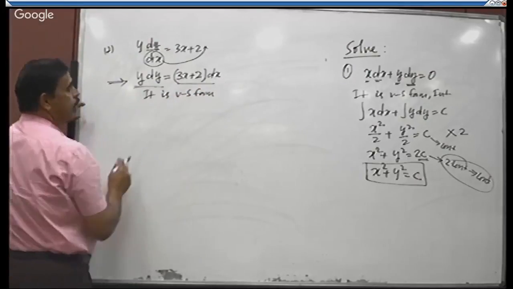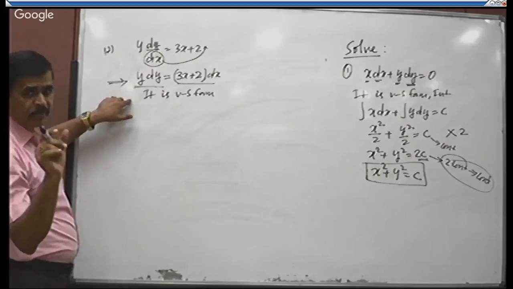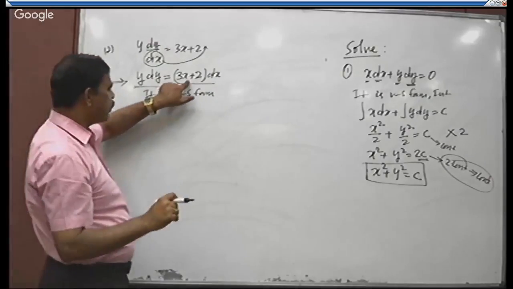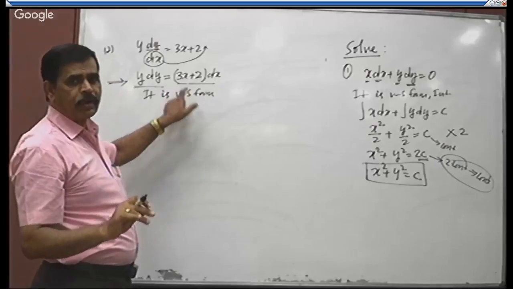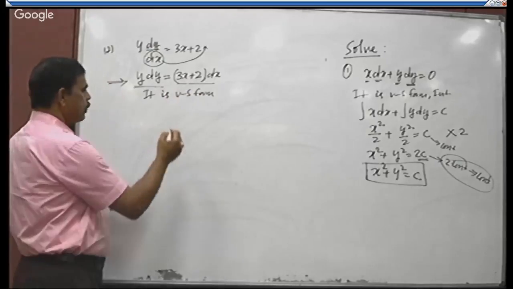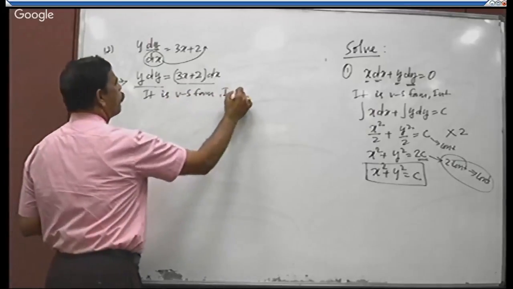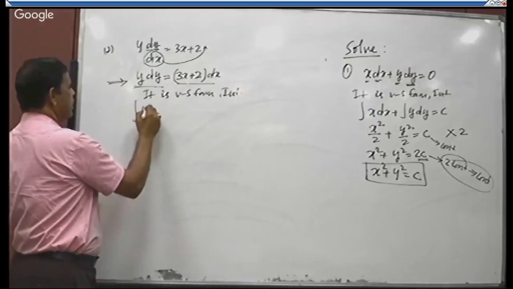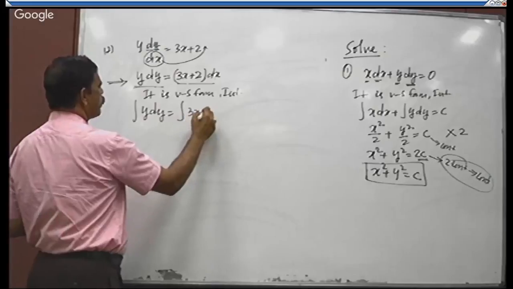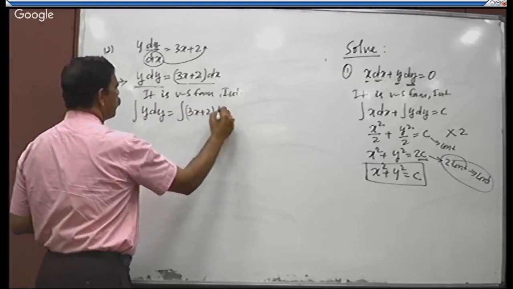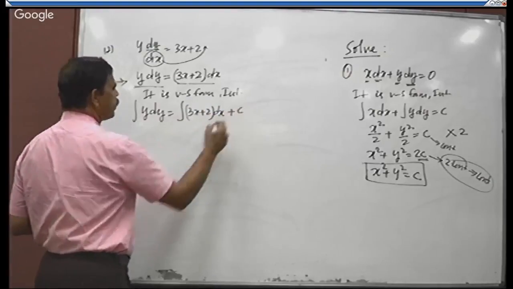See, in the left side, do you find any x term? No. At the right side, do you find any y term? No. Hence, we say that this is variable separable form. Then integrate. By integrating, y into dy is equal to integration of 3x plus 2 into dx plus c.